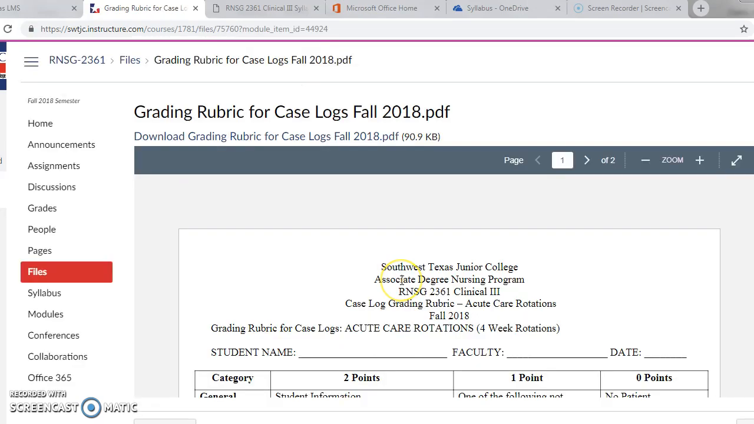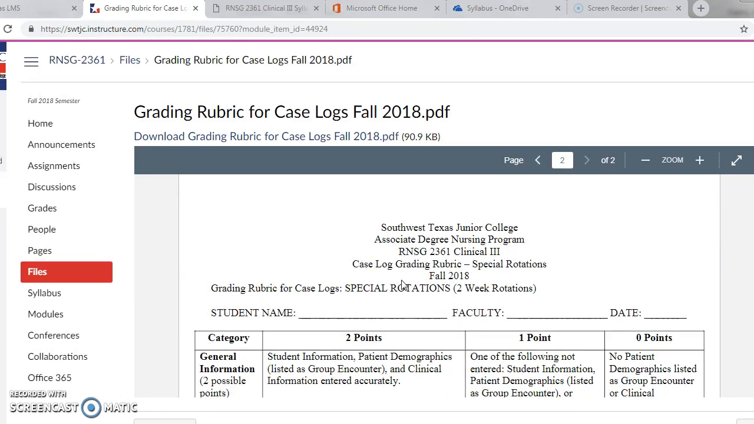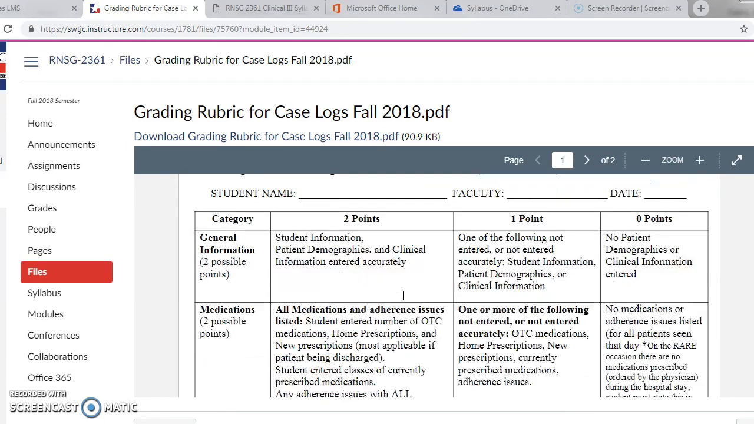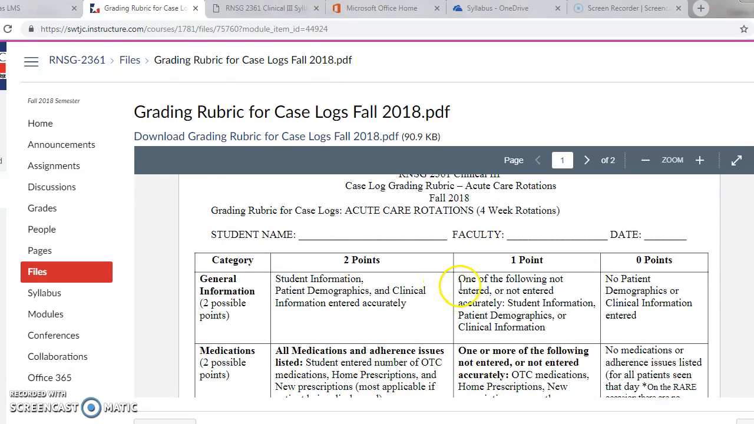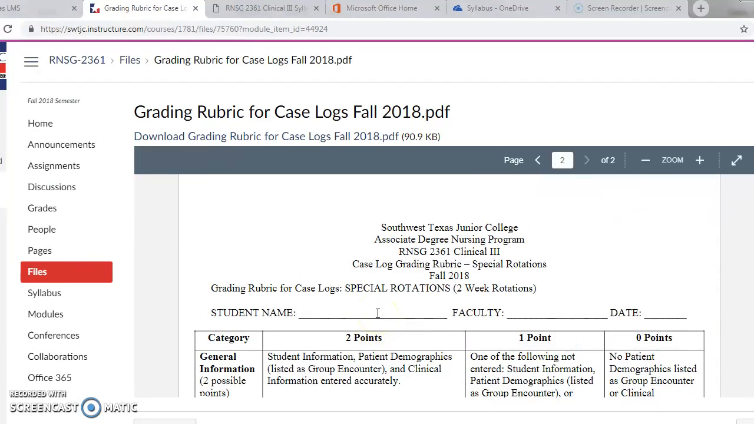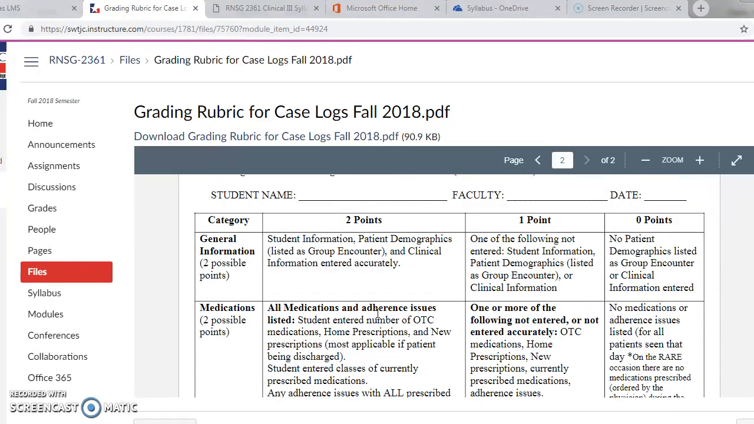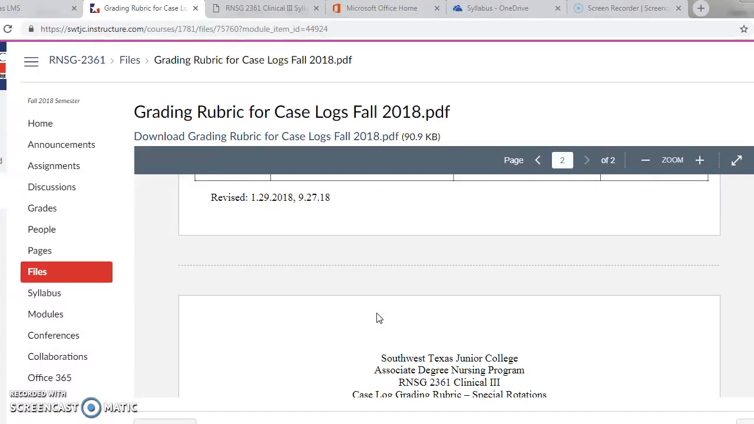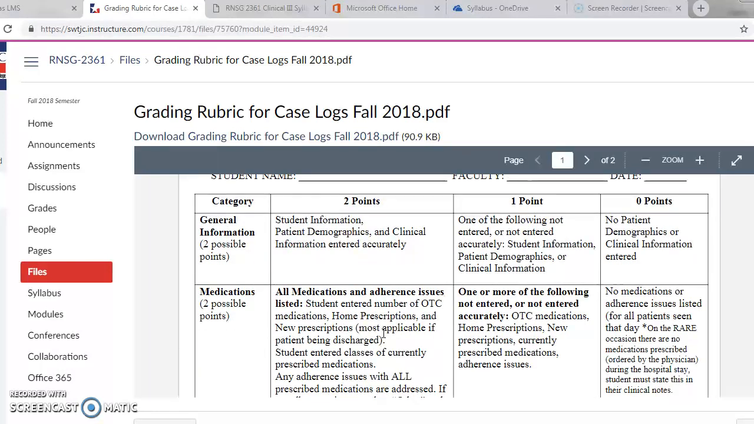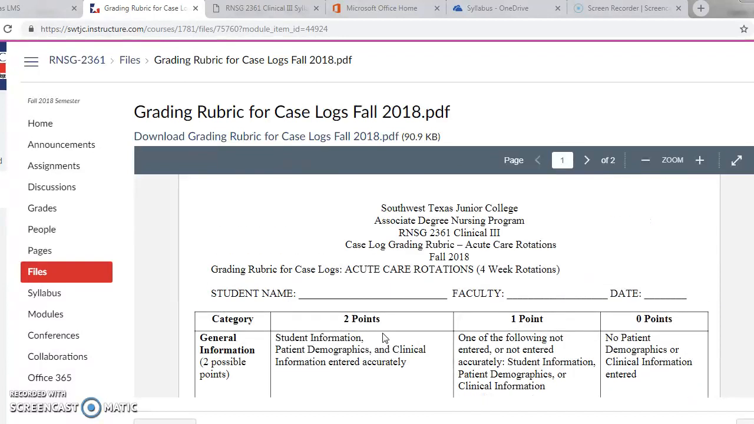Before, I had them split into two papers, and I just went ahead and put them both in here. Remember that it's all about case logs, but that there are two different grading rubrics. There's one for acute care rotations, or whenever you enter just something on a patient. If you do a group encounter, you'll be graded off of the grading rubric for group encounters, and that's applicable to special care rotations. You should not be doing group encounters. I repeat, you should not be doing group encounters when you're in an acute care rotation.